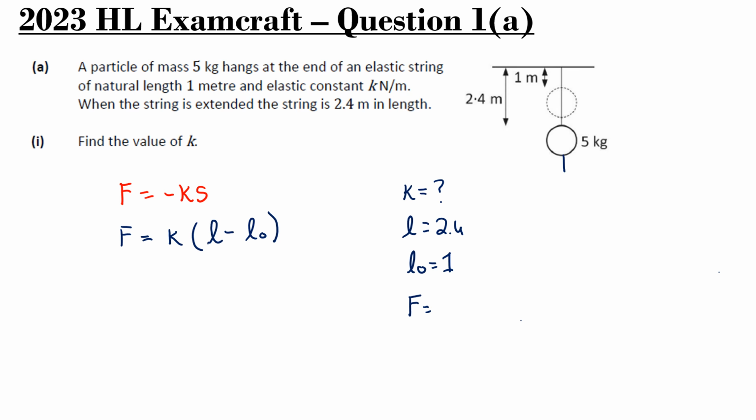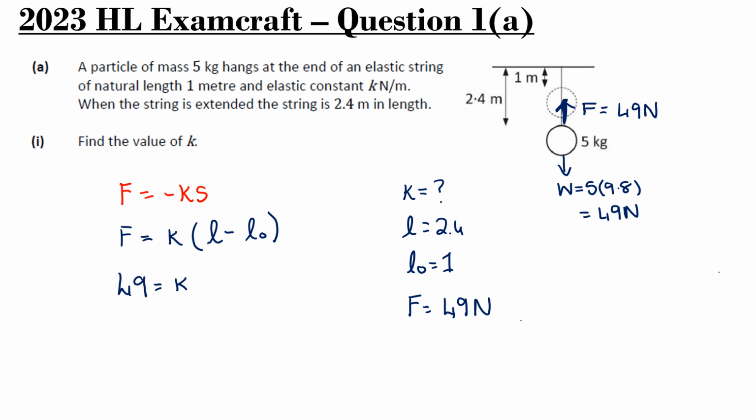Because the system is in equilibrium, our weight, which is mass times gravity, which is 5 times 9.8, so 49 newtons, is equal to the restorative force, which is pulling it back up. So that is also 49 newtons. So we end up with 49 is equal to K times 2.4 minus 1. So K is equal to 49 divided by 1.4, and that gives us 35 newtons per meter.